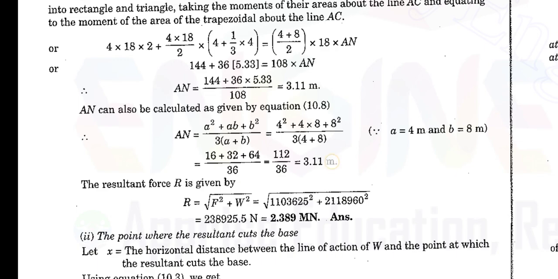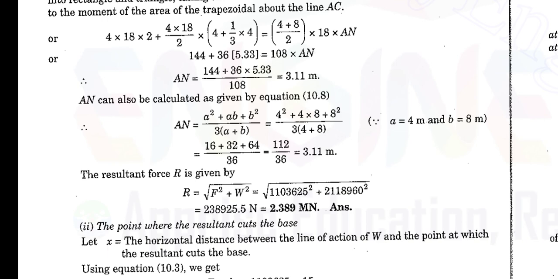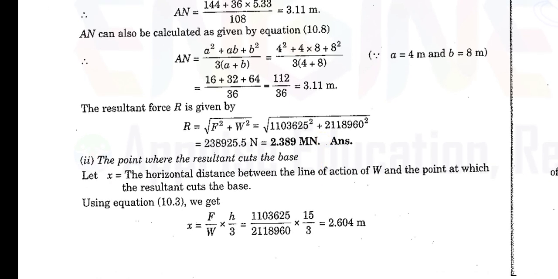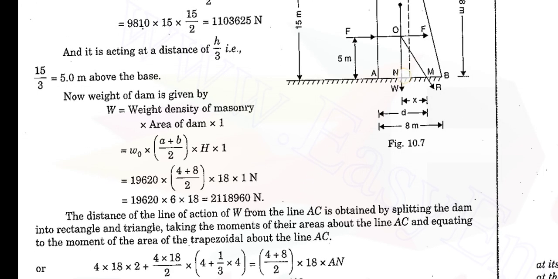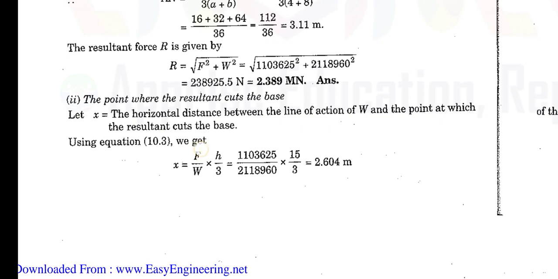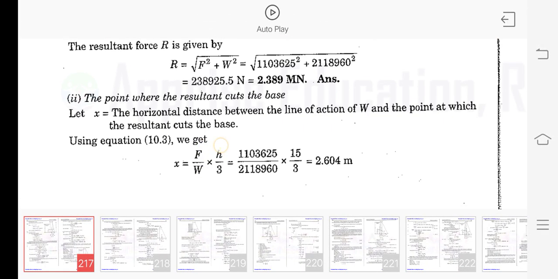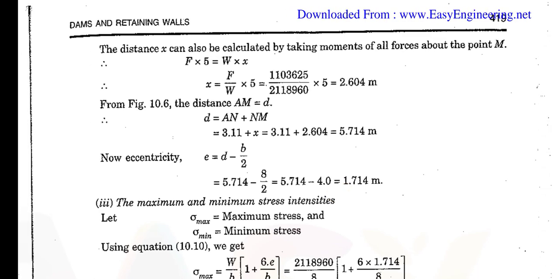Which will be 3.11 meters. And then the resultant force R is equal to the square root of F square plus W square, and after that the X distance. You can see that this is the X distance from N to M, which is nothing but F by W into H by 3. After substituting this, it will be 2.64.